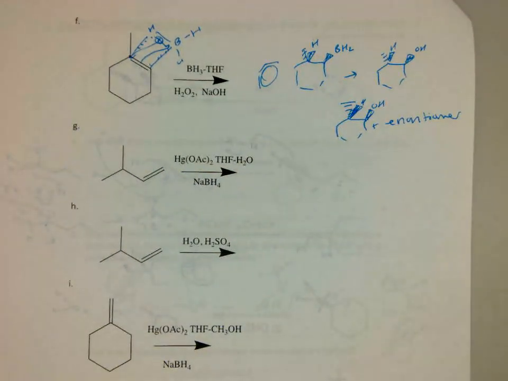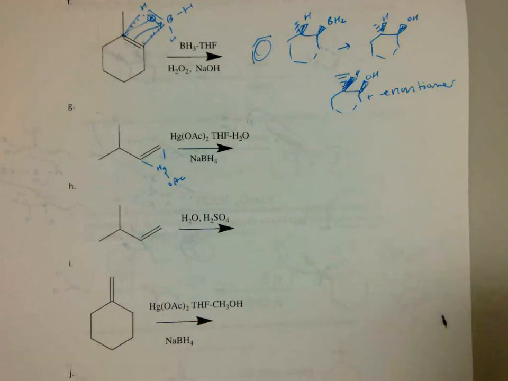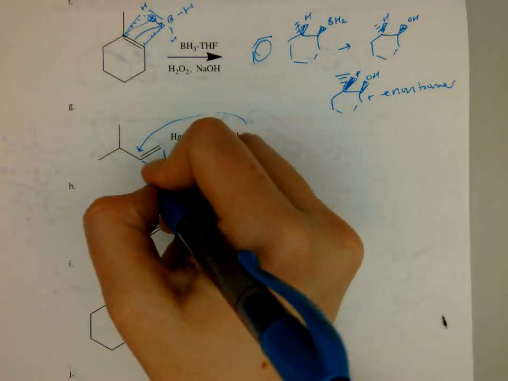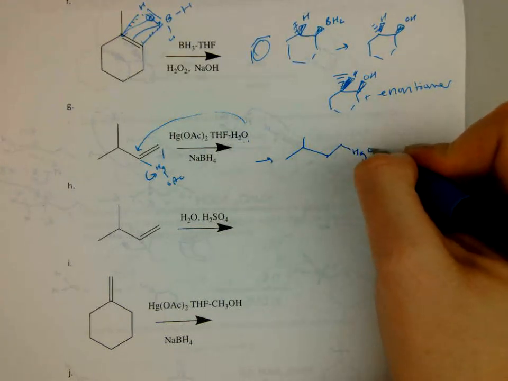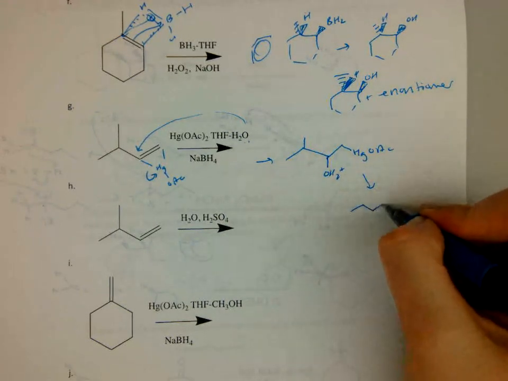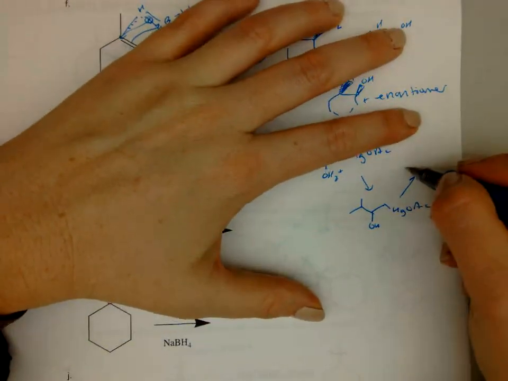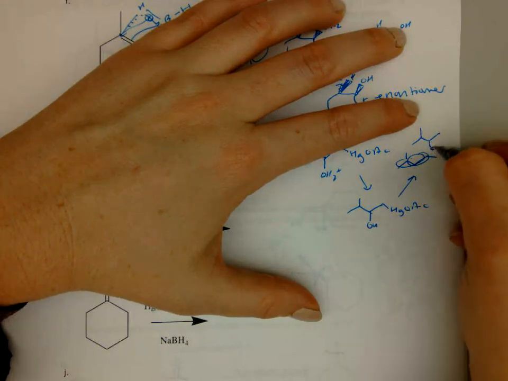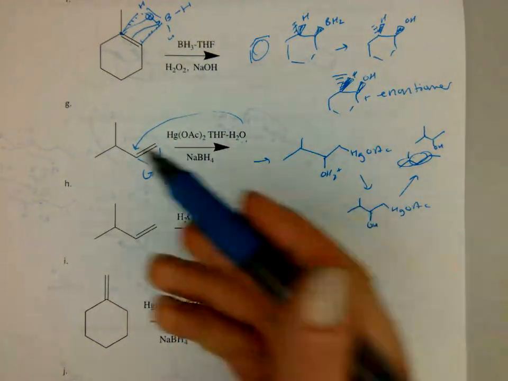And then for oxymercuration-demercuration, the mercurinium ion forms. I'm not going to draw out the whole mechanism here, but the mercurinium ion does form, and then this water is going to attack on the more substituted side because that partial positive is there. And you end up with HgOAc on the less substituted side and OH2 plus. That gets deprotonated, and it's OH with HgOAc, and then that gets treated with NaBH4, and you end up with, oh, here, let me redraw that, this product.